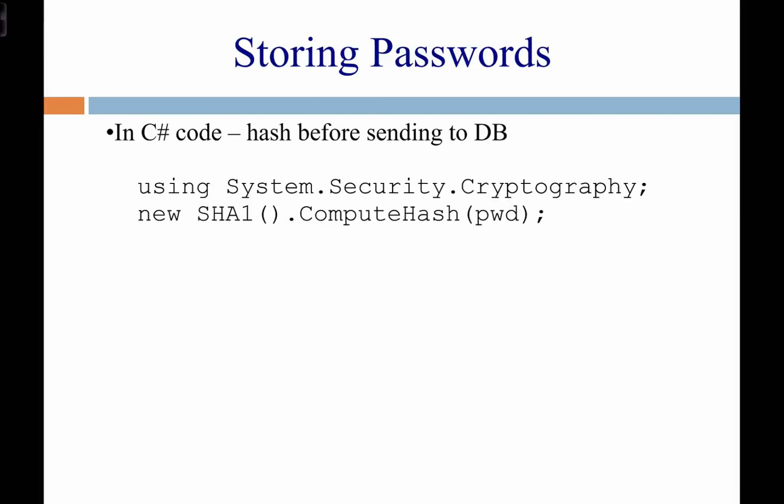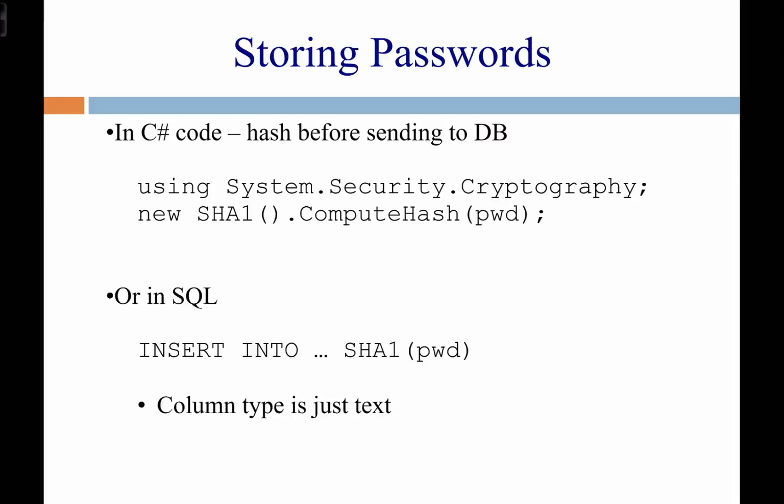So we can just use this library if we have the right DLL referenced, and then put our password into this SHA1.ComputeHash function, and that'll produce the hash version of any string. Or in SQL, it also supports this function. So I can do an insert into some table, and hash any value before putting it into the column. And the type of the column is just text, because the output of SHA-1 is essentially just a hexadecimal string.